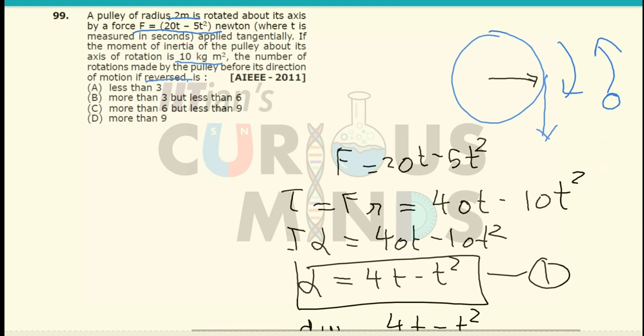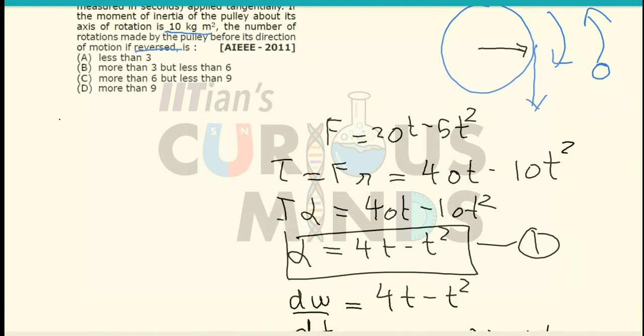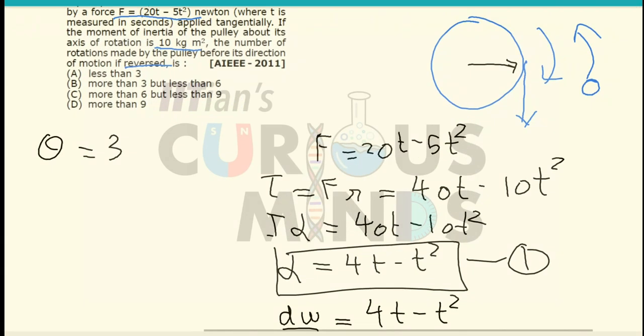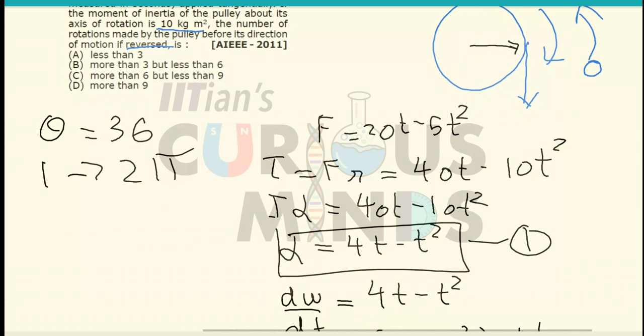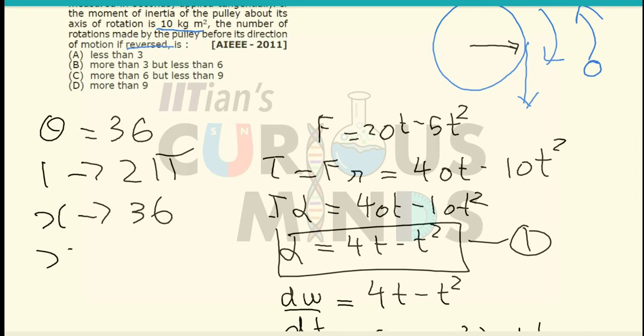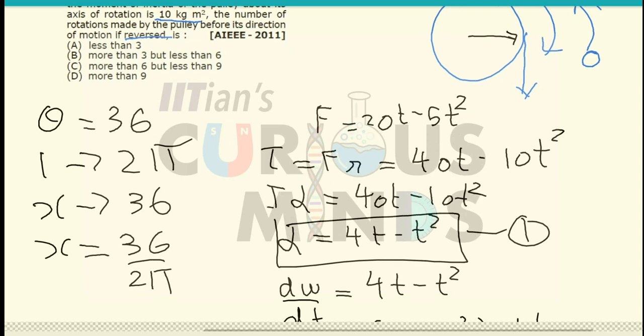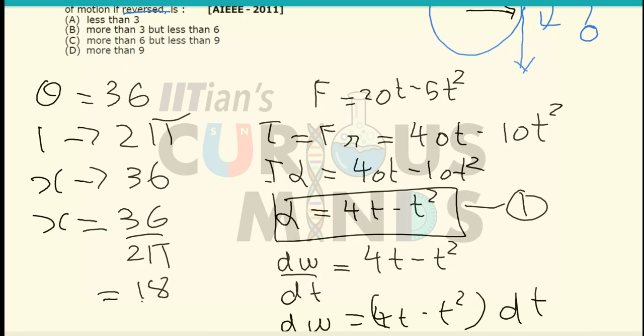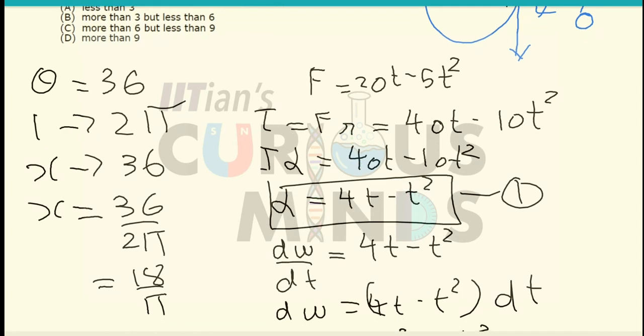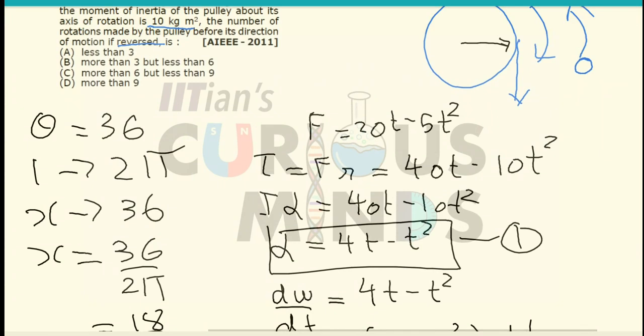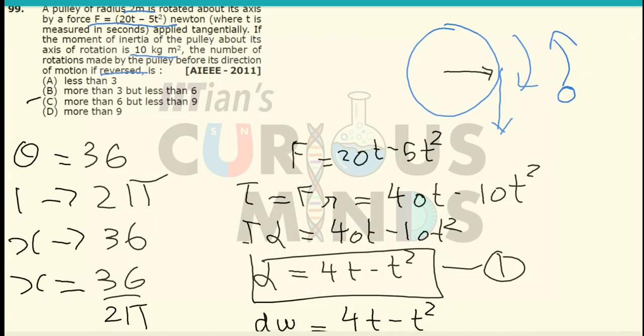They have asked the number of rotations performed by the pulley. Since θ is equal to 36, and in one rotation it covers an angle of 2π, in x number of rotations it covers an angle of 36. So x will be equal to 36 divided by 2π, which is equal to 18/π. With π equal to 3.14, 18 divided by 3.14 will be slightly less than 6 and more than 3, which is equal to option number B.